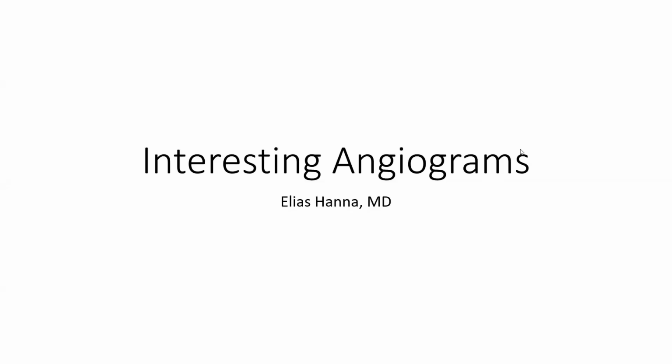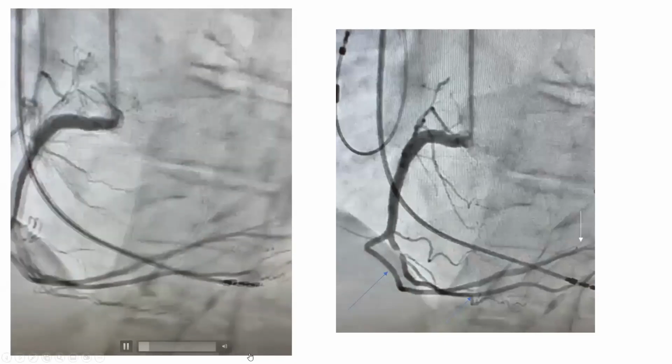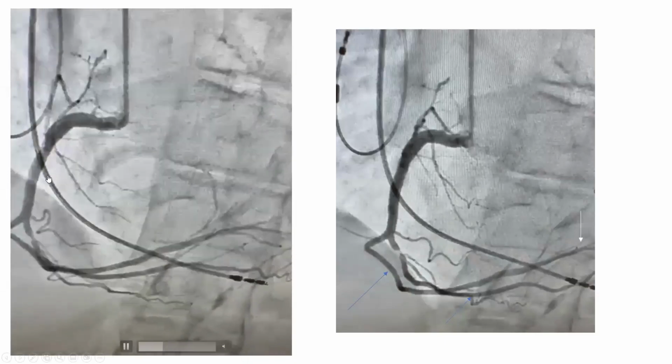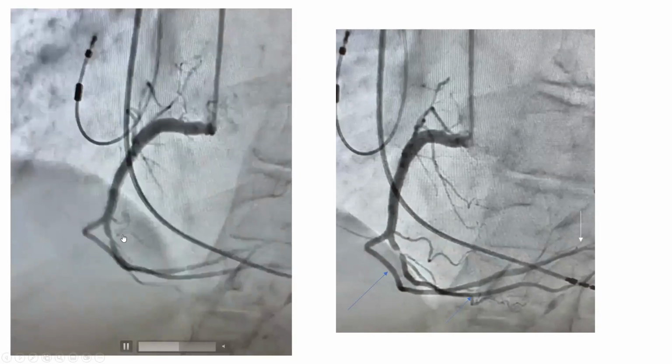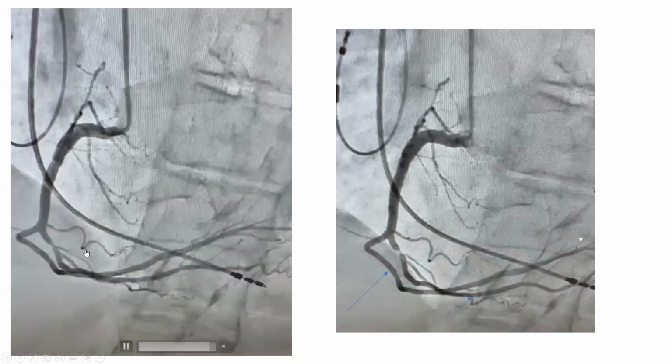I will show some interesting angiograms with diagnostic and management questions. So this is the first case here. I want you to look at this RCA and tell me what is the true RCA. Point exactly to which one is the true RCA.